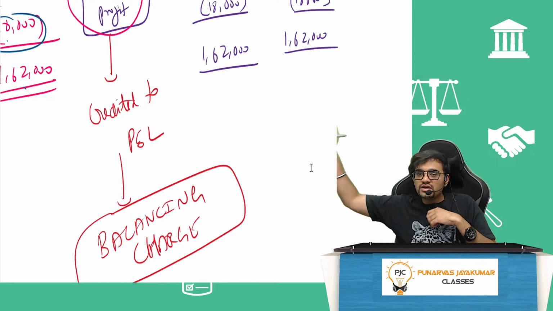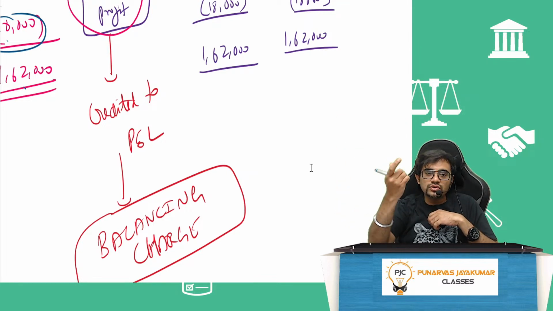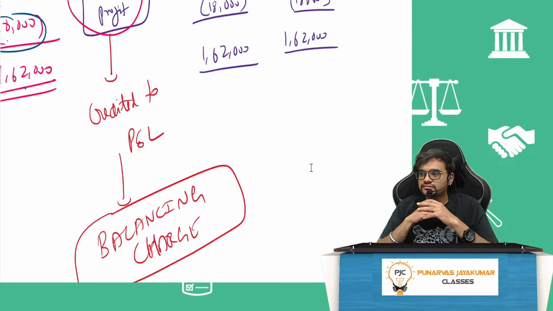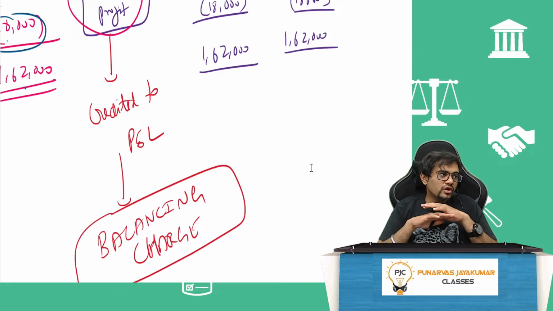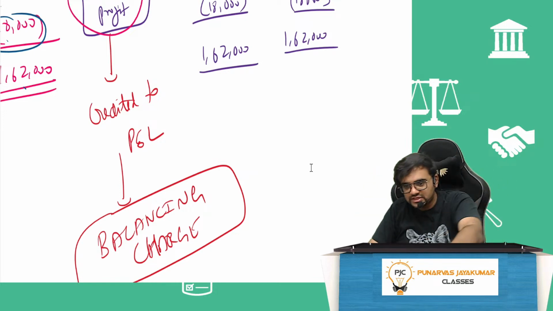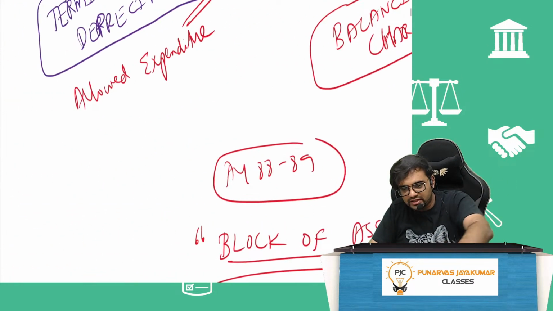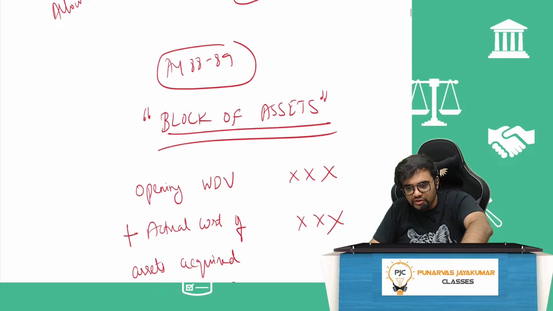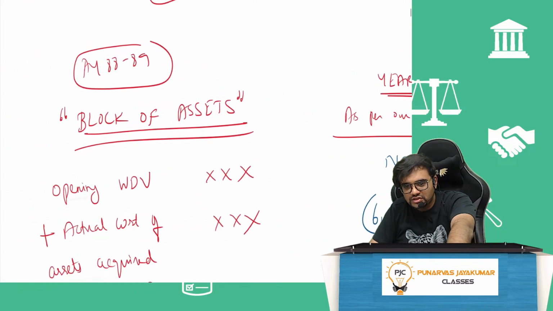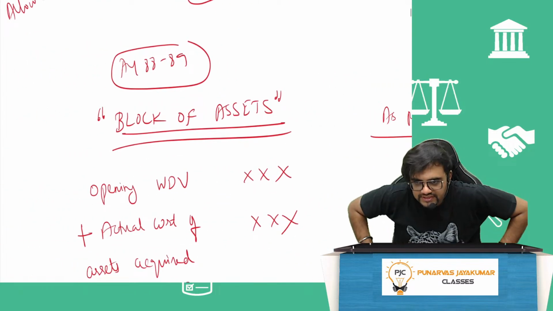It is only for power generation, and that too for those who have opted for SLM, because for power generation you can either opt for SLM or WDV. For all other assets, my dear friends, it is now the WDV method. In that WDV also, there is a different concept called block of assets.